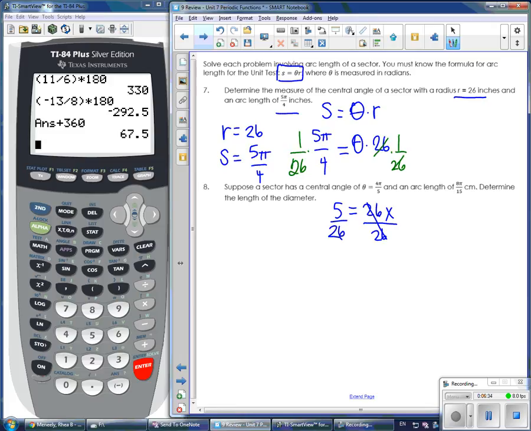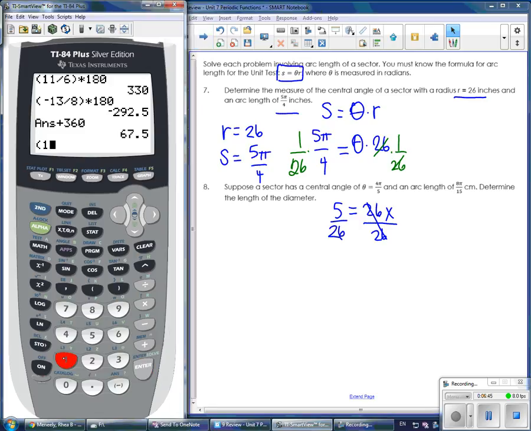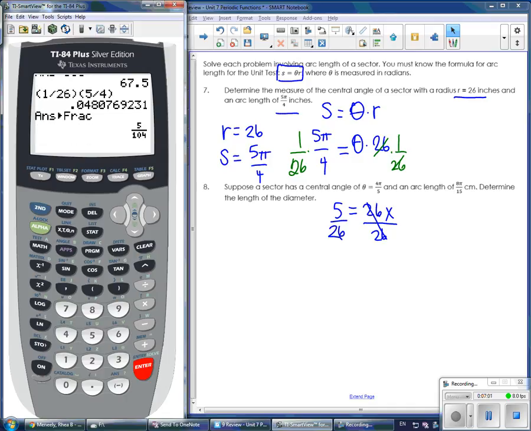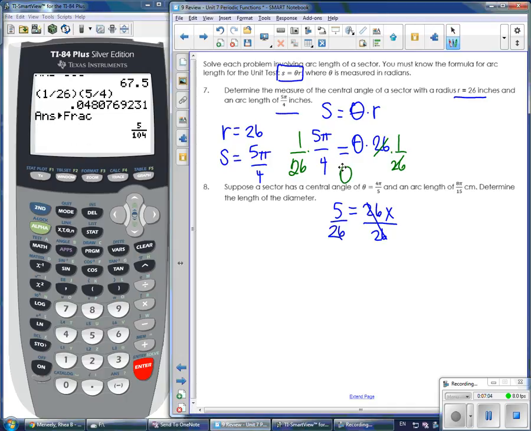And when I do that, the 26's are going to cancel over here. And just like what I did in the previous section, when I plug this into my calculator, I'm going to leave the pi alone, and I'm going to take 1 over 26, and I'm going to multiply that by 5 over 4. And we get a nasty decimal, so if I change that back to a fraction, I get 5 over 104. So that means that theta is going to be 5 pi over 104. I think this problem is probably more complicated than the one on the test.